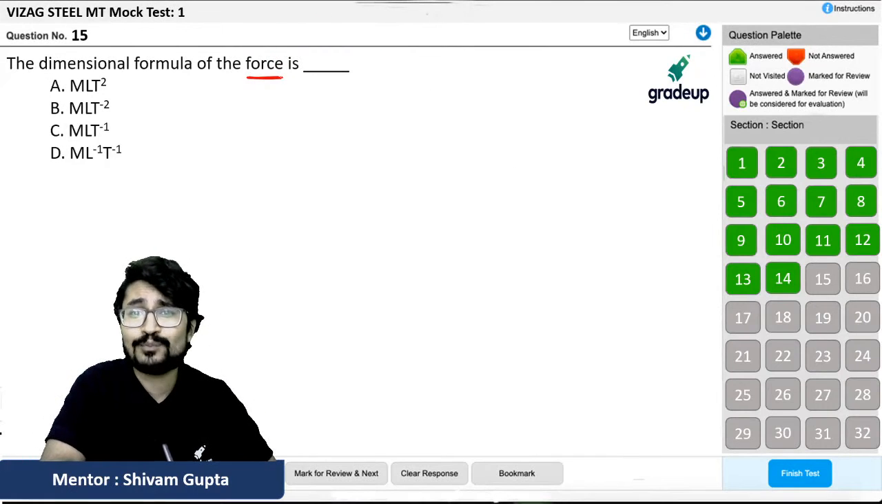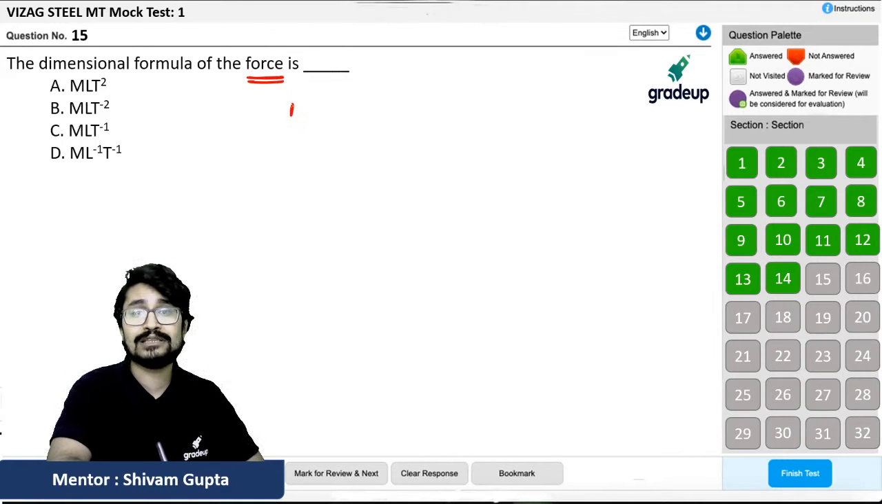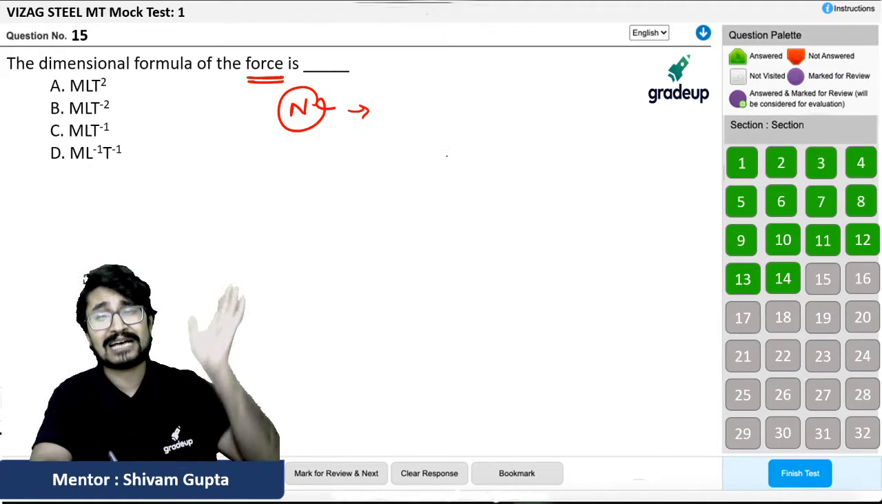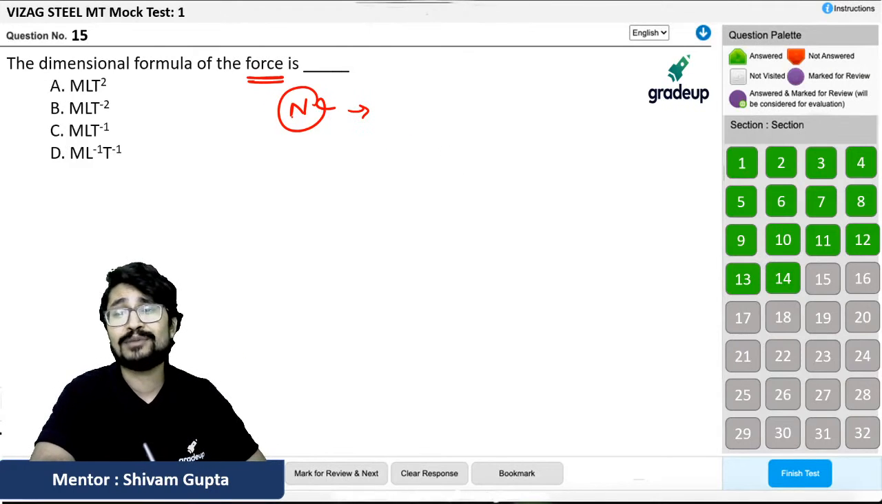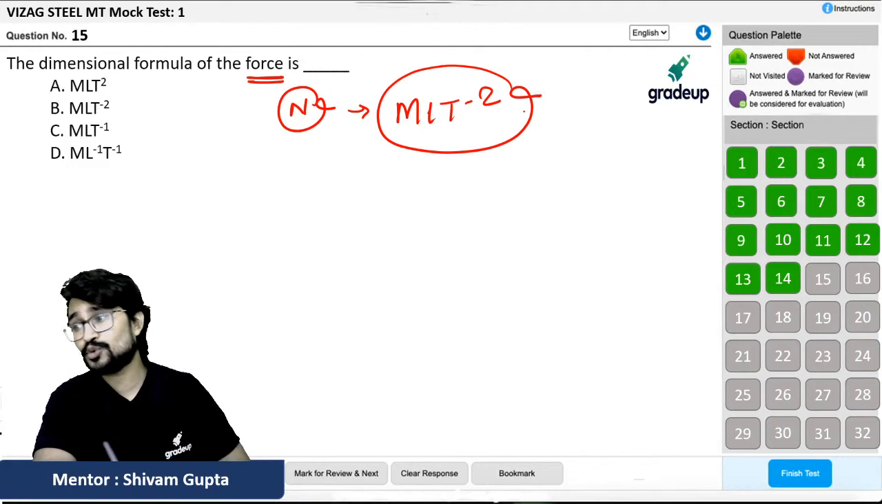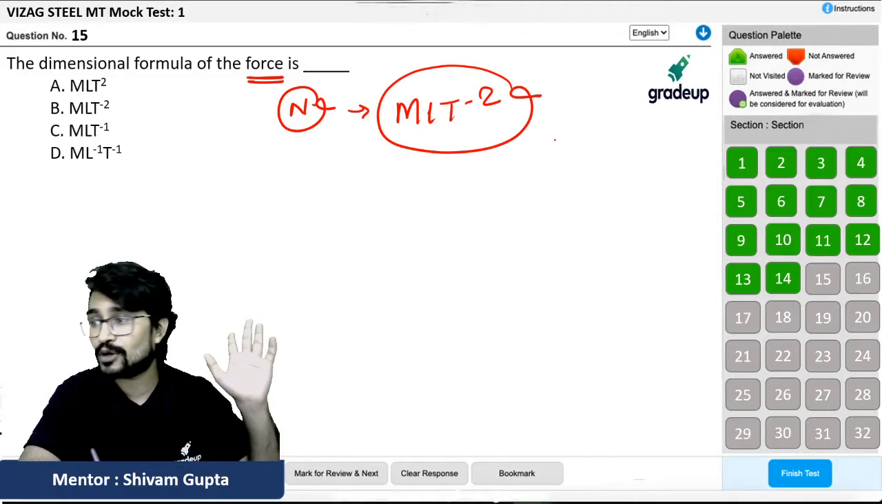It is the second easiest question of fluid mechanics. The force is Newton, and we know this formula from 10th class, that the dimension for force is MLT minus 2, right? MLT minus 2. If you don't know, then you should know. Yes, only for the water, Edwin, only for the water.